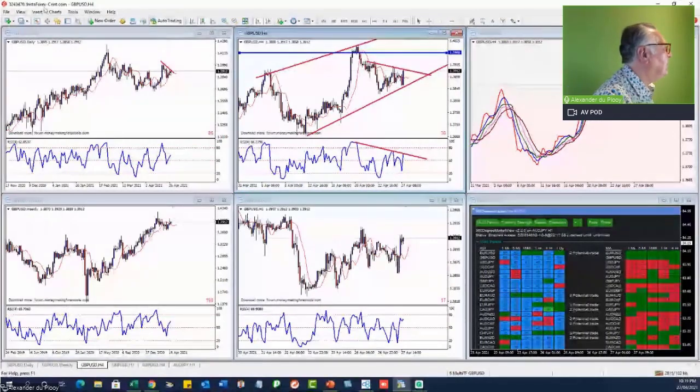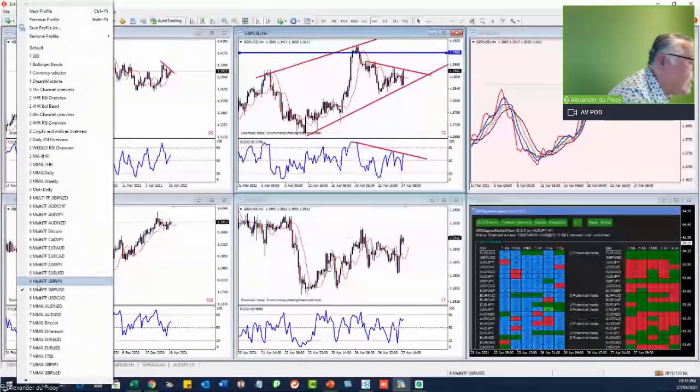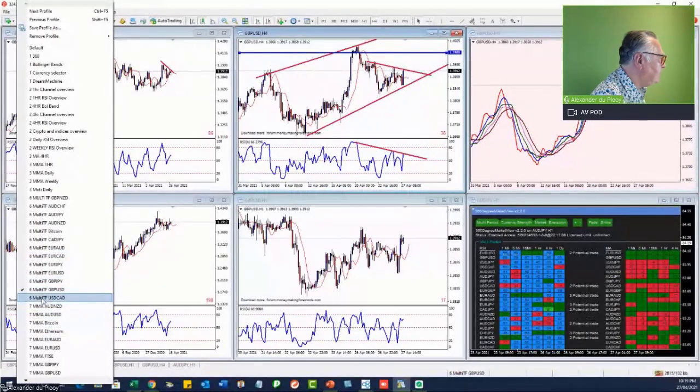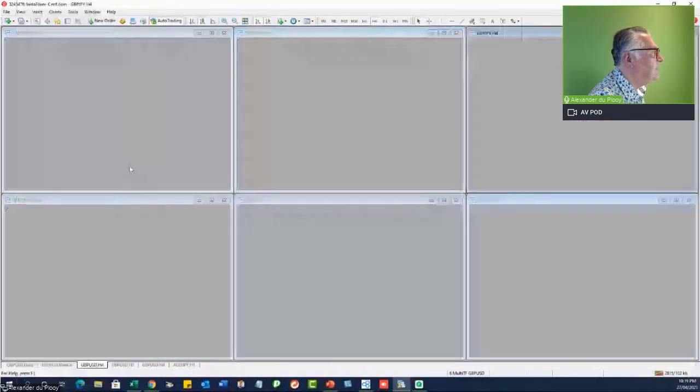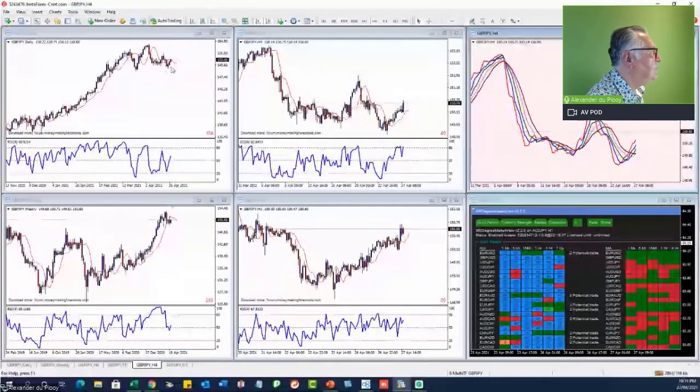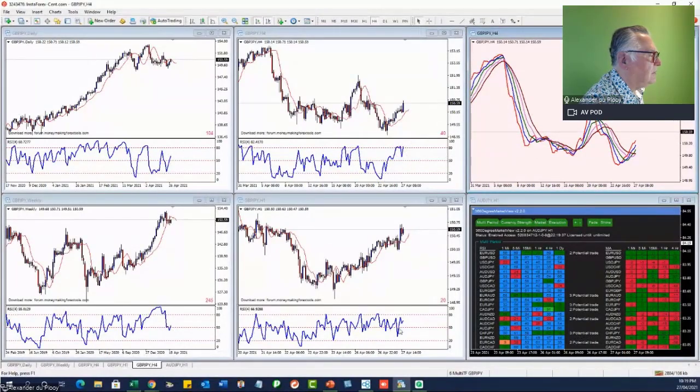Pound yen. I think I'm running out of time, so I better start making a decision. Pound yen, multi-time frame. Buy. Just nothing much.